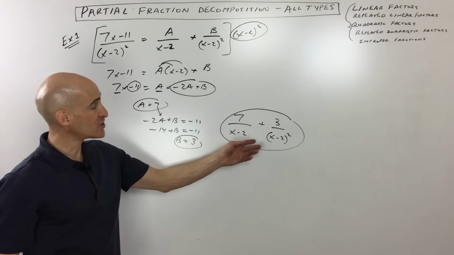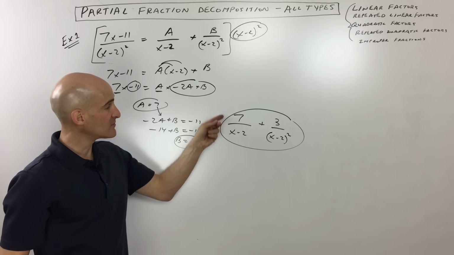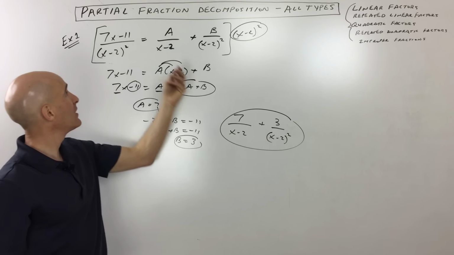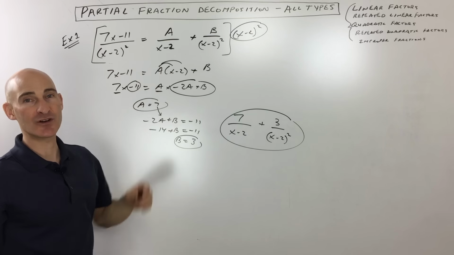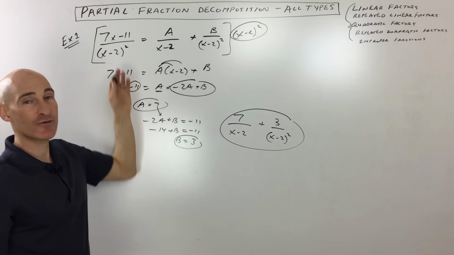Now, if you want to check your work, you can go ahead and get a common denominator by multiplying these by x minus 2 over x minus 2. Then you have a common denominator, combine them together, and you should get back 7x minus 11 over that common denominator. So I'm going to erase the board. We're going to do another example talking about repeated linear factors.